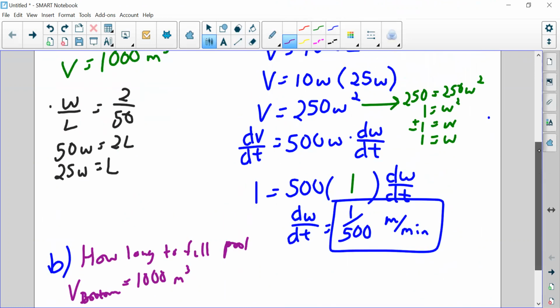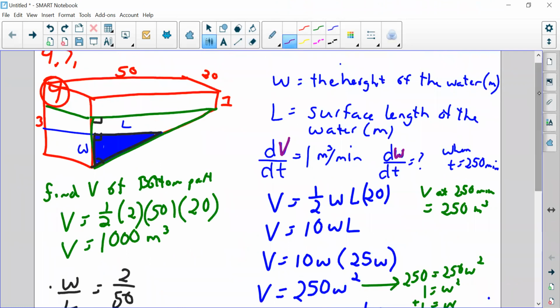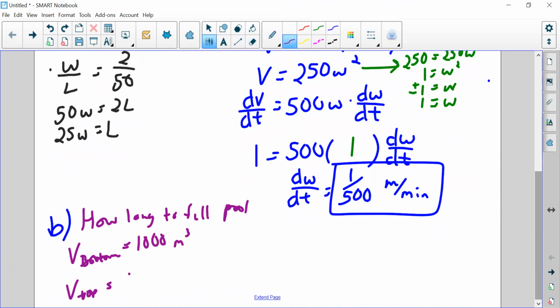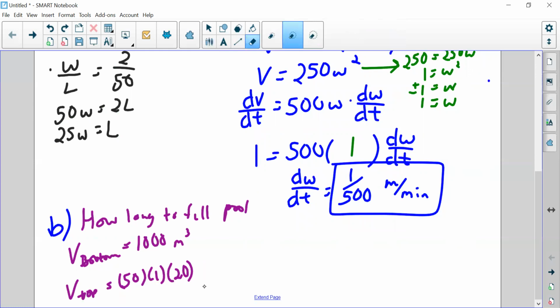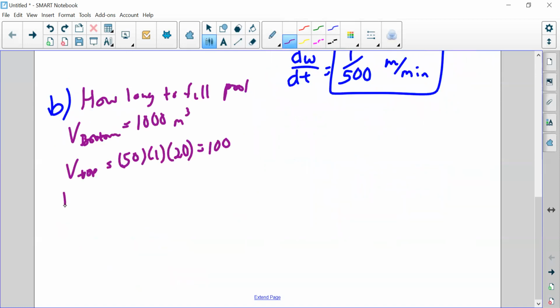Okay, so how would I find the volume of the top? So 50 times 1 gives me that distance times by 20, which is equal to 1,000. That's also 1,000. So the total volume would be that 1,000 plus that 1,000. So that is 2,000.